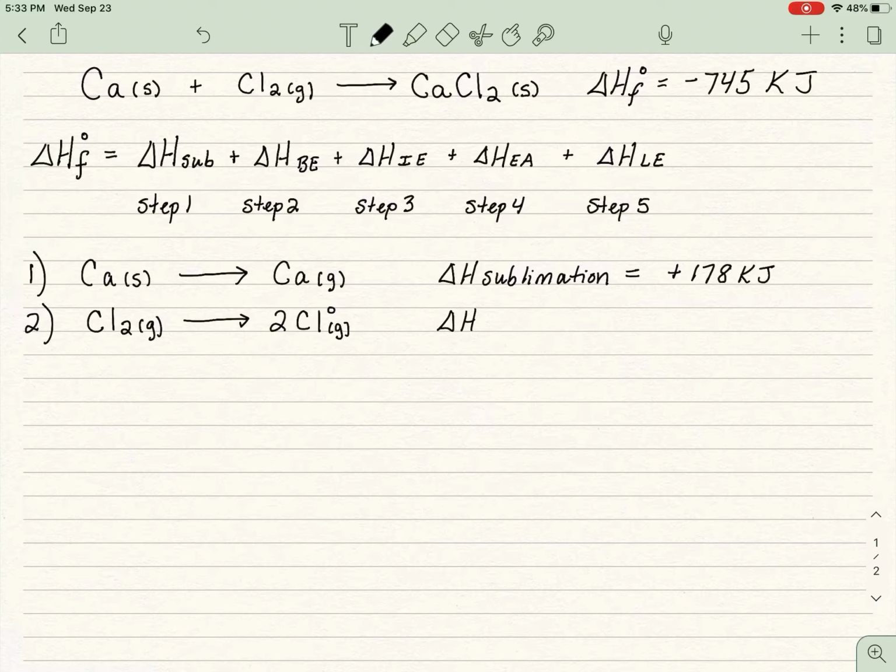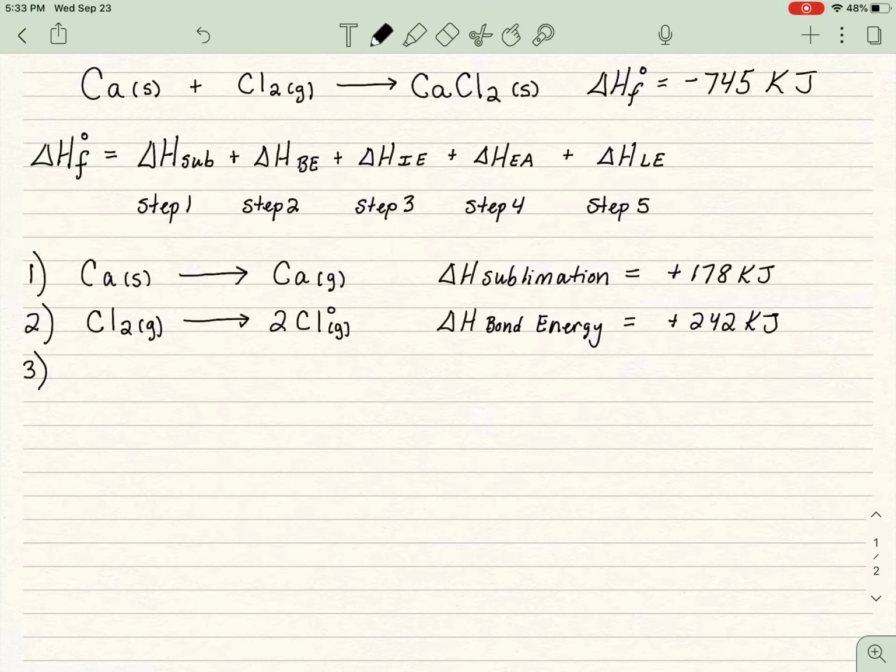So this, you probably would easily find this one because most textbooks have bond energy tables whenever you learn about dot structures in VSEPR. So this would be plus 242 kilojoules. So that one might be a little easier number to find in a textbook. All right, step 3, I'm going to show this in many steps though.